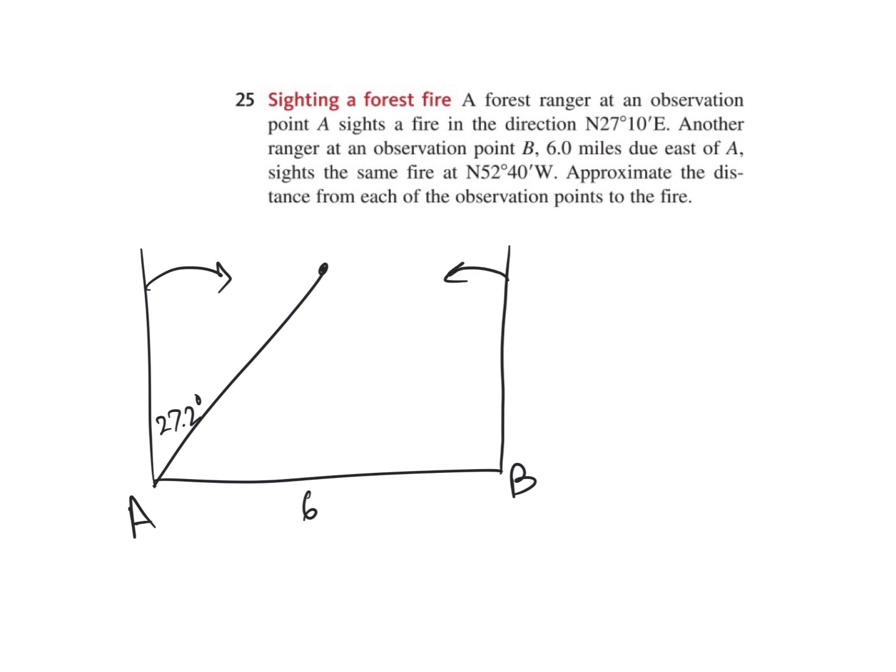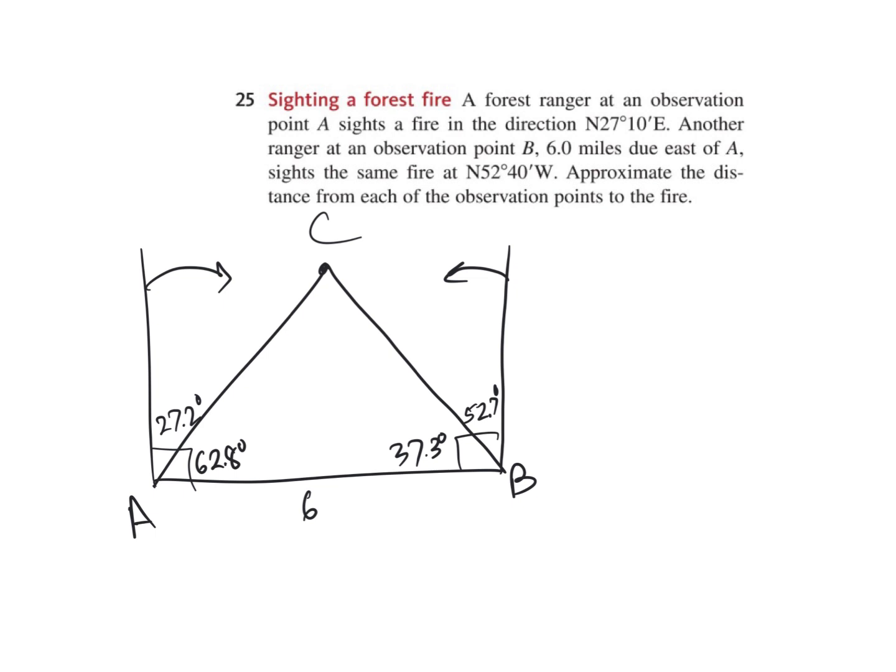So 52 and 40 divided by 60 is 0.7, giving 52.7. Okay. Now we can get these angles by subtracting from 90. So 90 minus 27.2 is 62.8, and 90 minus 52.7 is 37.3. And we can get point C if we needed to.